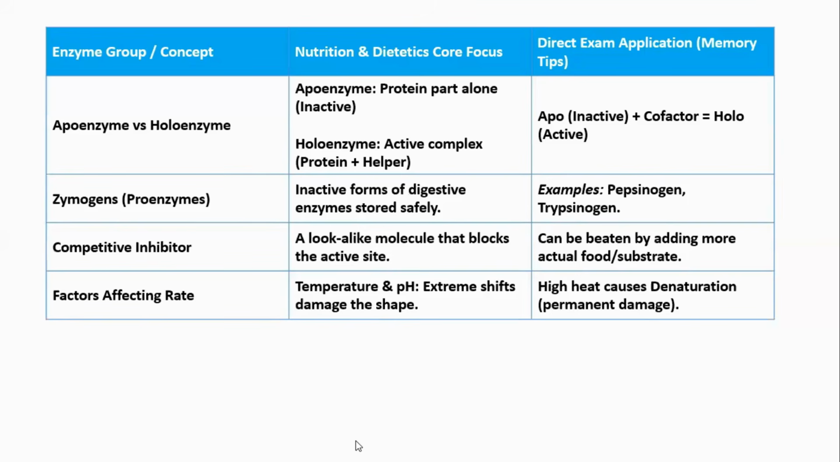Digestive enzymes are often stored as inactive forms called zymogens. Examples include pepsinogen and trypsinogen. In competitive inhibition, an inhibitor occupies the active site and competes with the substrate. The effect can be reduced by increasing substrate concentration. Finally, enzyme activity depends greatly on temperature and pH. Extreme conditions can denature the enzyme and permanently reduce its activity.